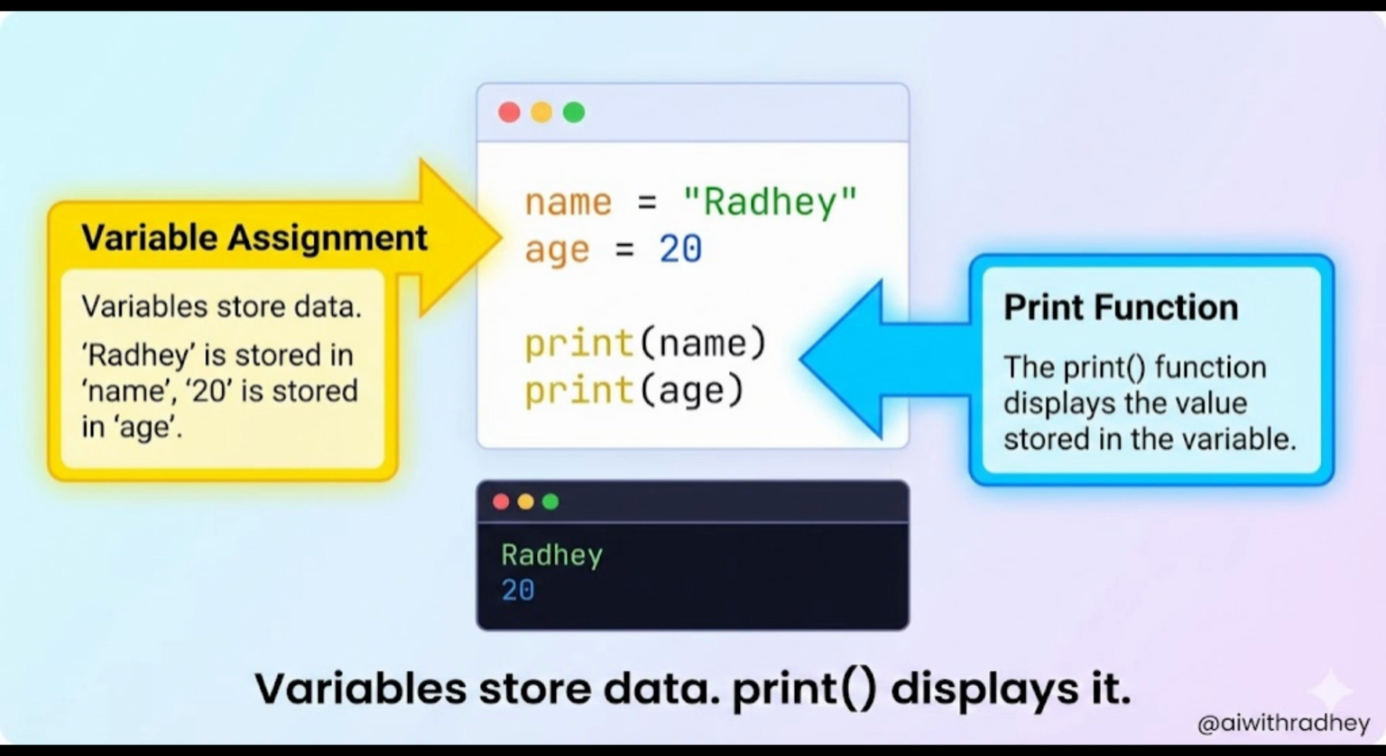When we use the print function, Python reads the variable and displays whatever is stored inside it. So print name shows the word th, and print age outputs the number 20. Remember, variables store data, and print displays it.